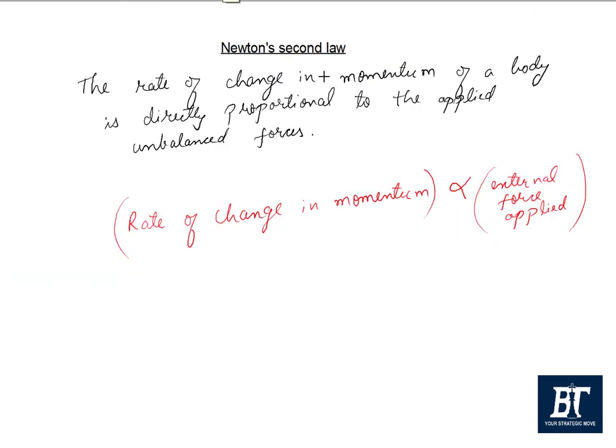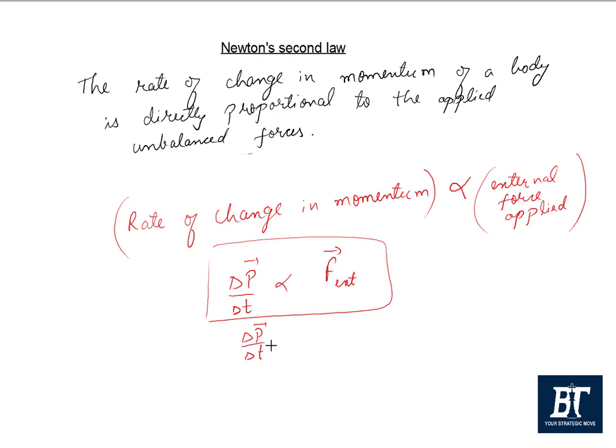We will now move on to Newton's second law, which states that the rate of change in momentum of a body is directly proportional to the applied unbalanced forces. So rate of change in momentum is directly proportional to external forces applied. Later on, it was found that the proportionality constant for this equation is equal to unity. So external forces applied on any object is equal to rate of change in momentum, that is change in momentum upon time interval.